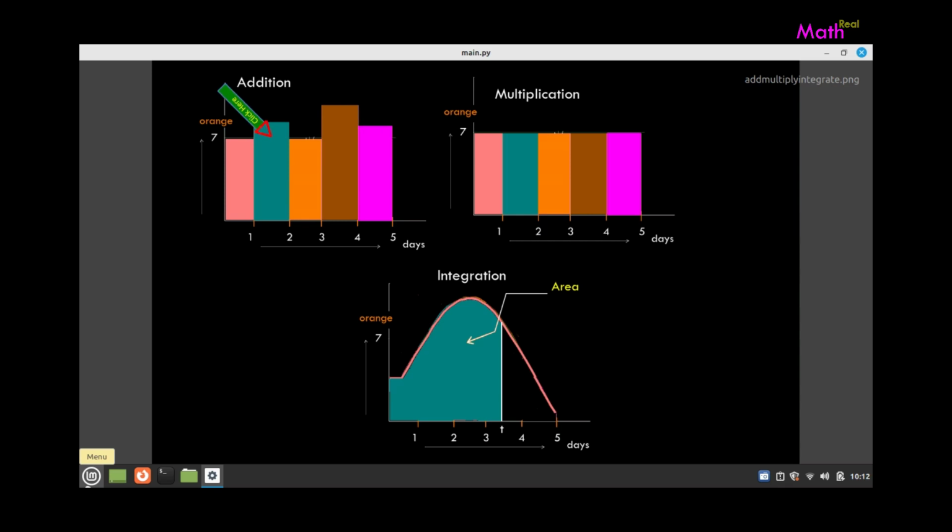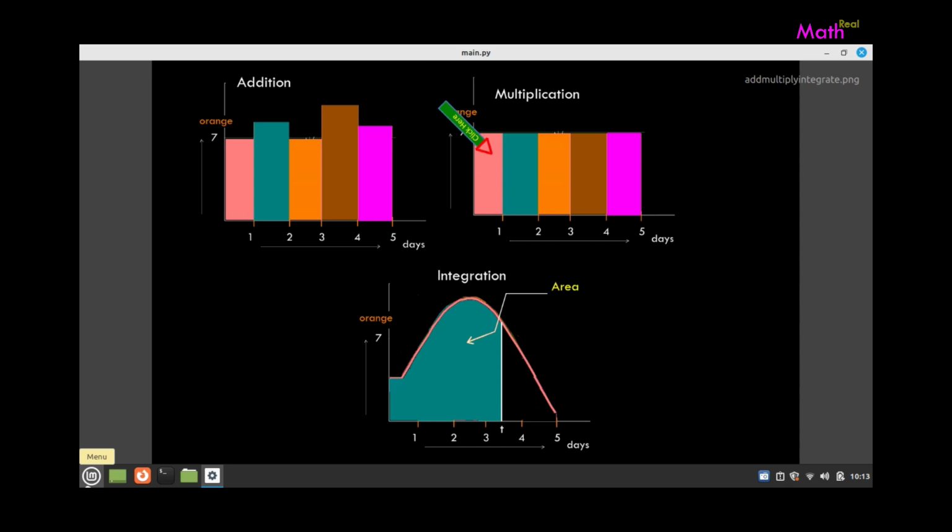That is multiplication. Or we can go for addition, 7 plus 7 plus 7 plus 7 plus 7. Addition is nothing but adding these bars, and multiplication is how many times it is repeating and multiplying by that. So everywhere we are adding only. Addition is simple addition. Multiplication is more complex, meaning 7 into 5. Now we go for integration. Multiplication comes in area also.